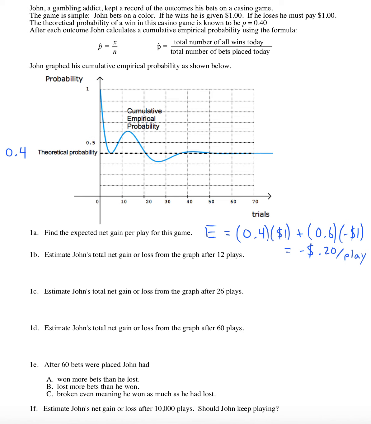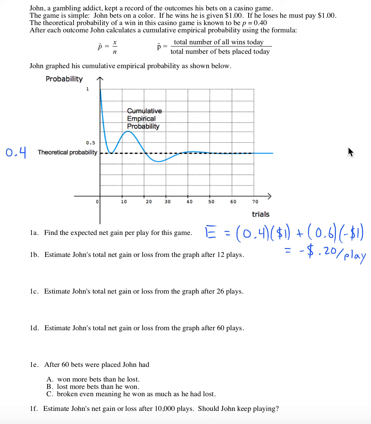The theoretical probability is 0.4. At the start, it looks like he was doing well. He started off with a win because he had a high empirical probability. And then as time went on, we see that his cumulative empirical probability started to trend toward the theoretical probability according to the law of large numbers. And that's expected. So in these next examples, we'll see why it's actually a bad game for John to play.